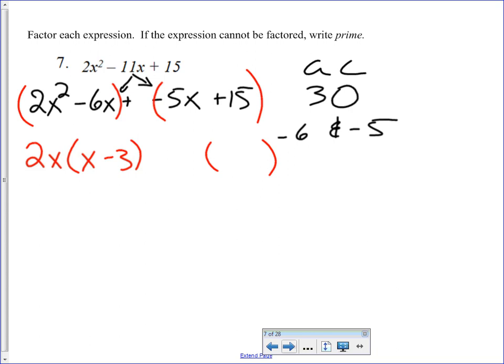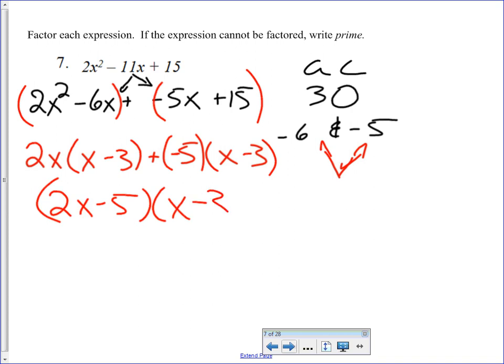Now I can pull out a 5, but in order to switch the signs I'm going to pull out a negative 5. And you're going to have to pull out a negative when both terms here are negative. And I'll end up with 2x minus 5 times x minus 3.